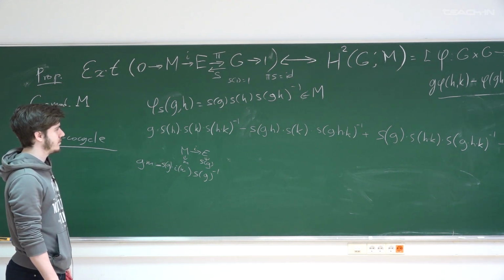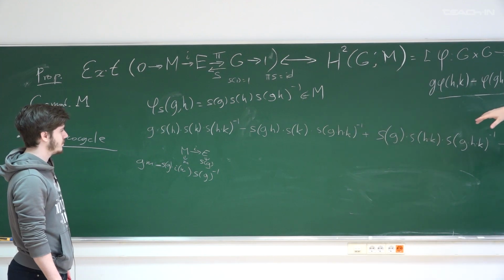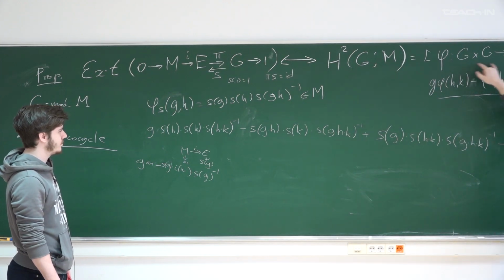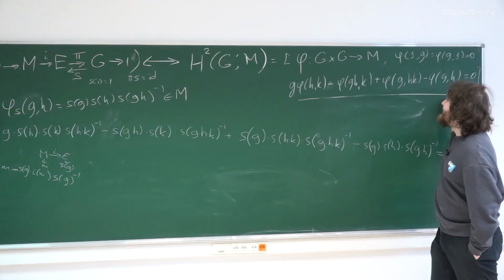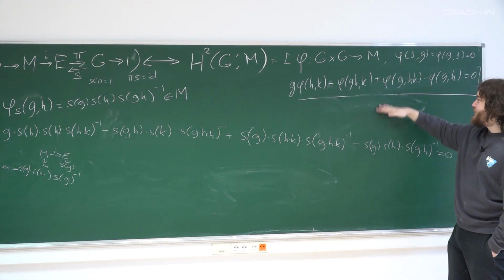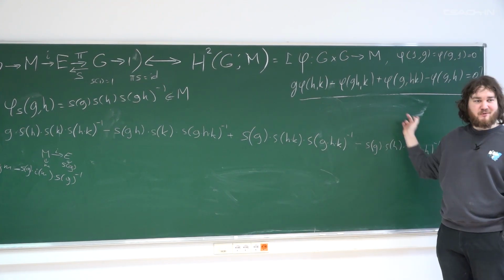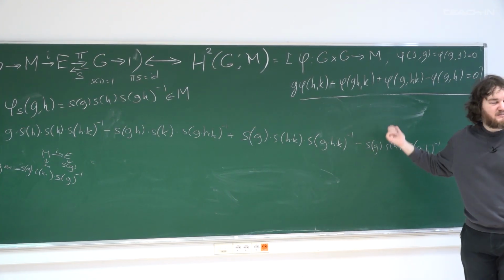If we use the bar resolution, a second cohomology class is just a function of two variables with values in M, satisfying the cocycle property, modulo coboundaries. He cleared this. Okay.